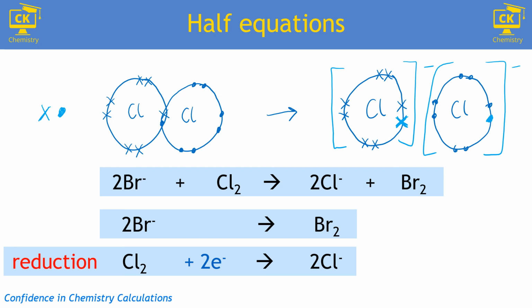Another way to spot reduction in a half equation is that the electrons are on the left hand side of the equation, and in this case in oxidation the bromine is undergoing exactly the opposite change from an ion to an uncharged compound, and the electrons are on the right hand side.